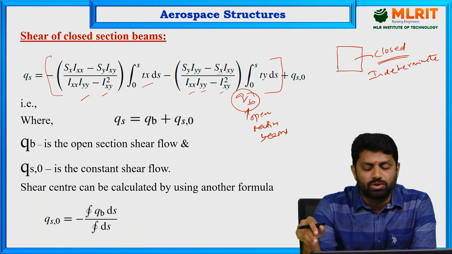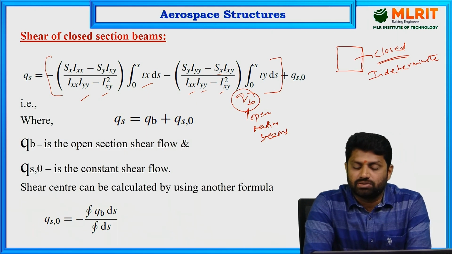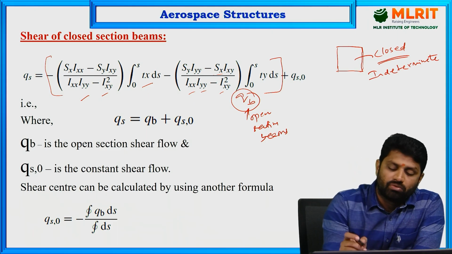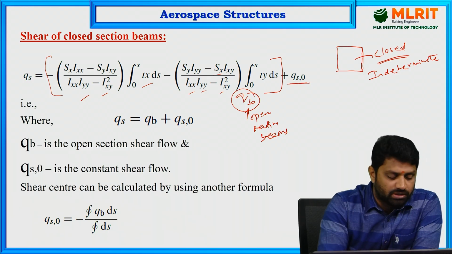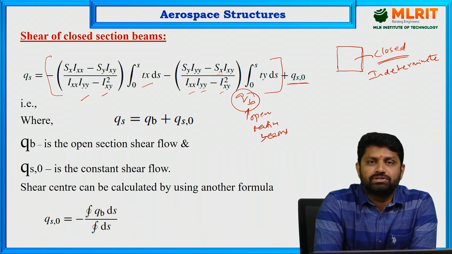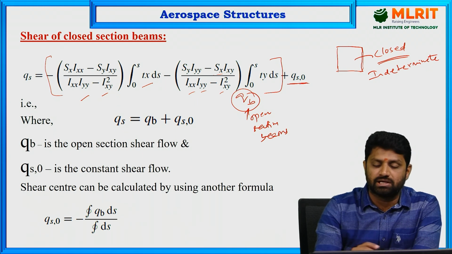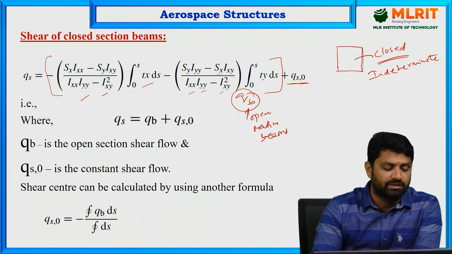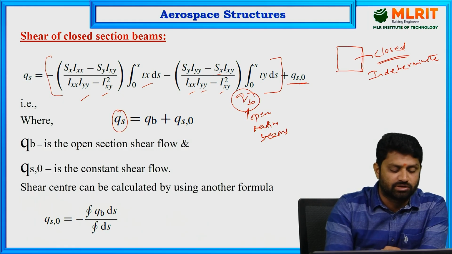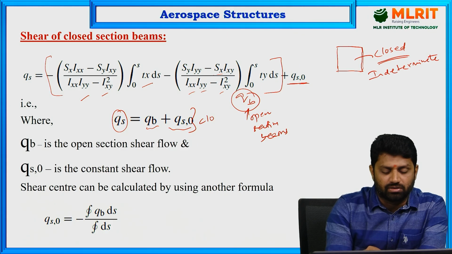Since we are adding one more wall to make the section closed, what we add is qs0. qs0 is called the constant shear flow, you can consider it as an additional constant shear flow. So qb is the open section shear flow, qs0 is the constant shear flow, and therefore the shear flow distribution qs is the combination of qb plus qs0. Together, this is the shear flow distribution for closed section beams.